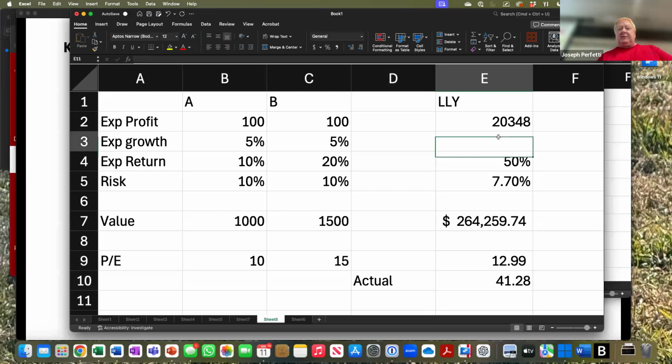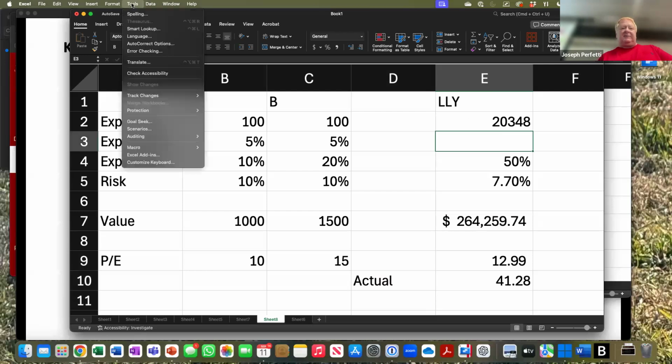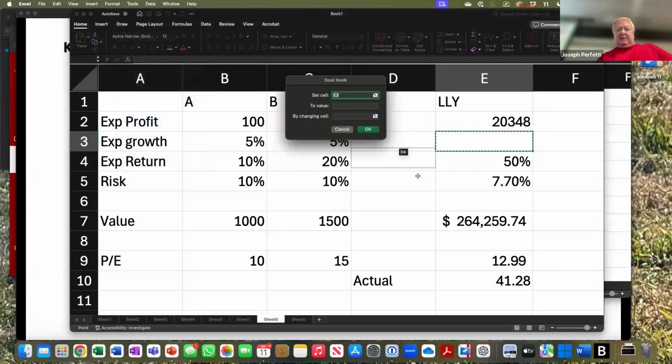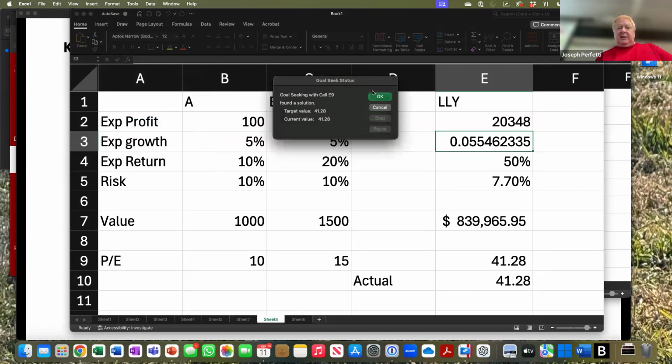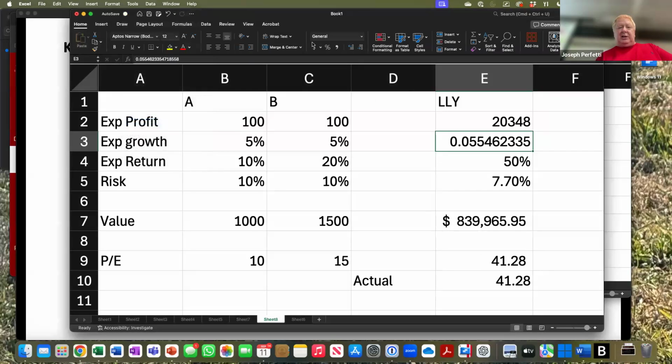So the question is, what growth does the market expect of Lilly? I'm going to goal seek this. I'm going to basically say, set our formula to create a PE of 41.28 by solving for G. And Excel is going to tell me that their G for this share price would need to be 5.5%.